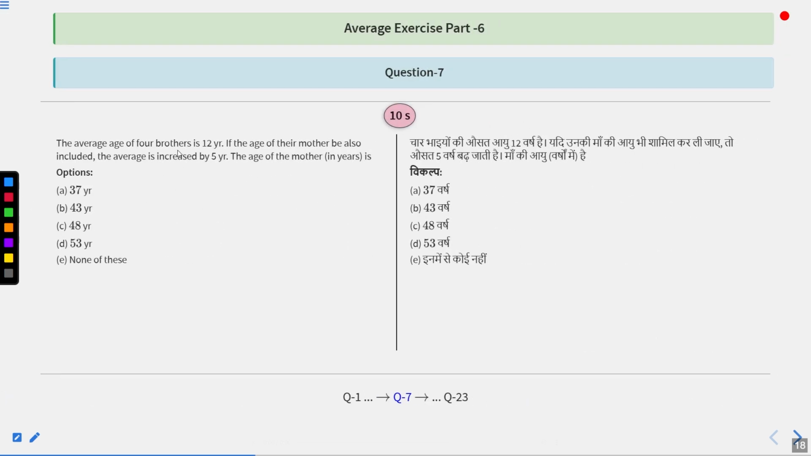The average age of 4 brothers is 12 years. If the age of their mother is also included, the average age increases by 5 years. The age of the mother in years is. You have 5 options and 10 seconds to analyze the question. Your time starts now.